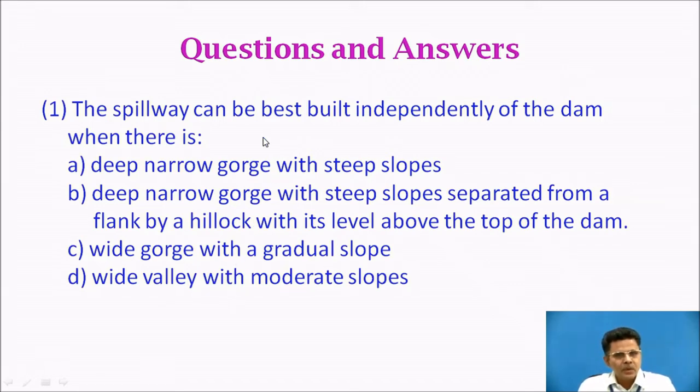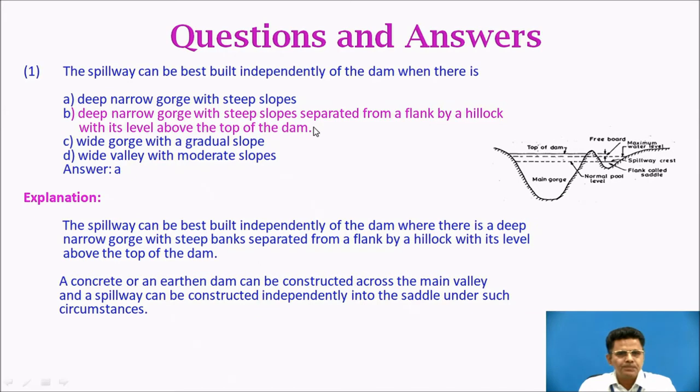Here we are asking where the spillway can be best built independently of the dam, and the answer is the spillway can be built independently of the dam if we have a deep narrow gorge with steep slopes separated from a flank by a hillock with its level above the top of the dam.